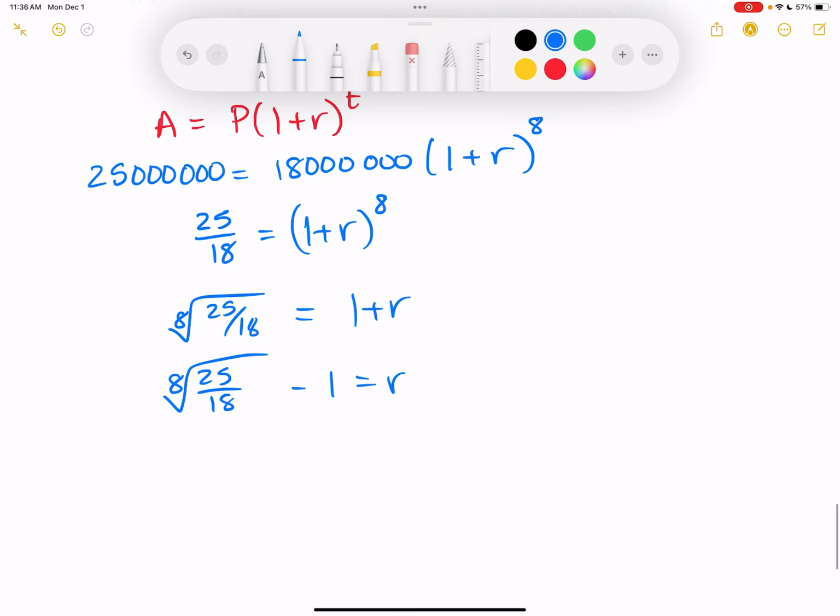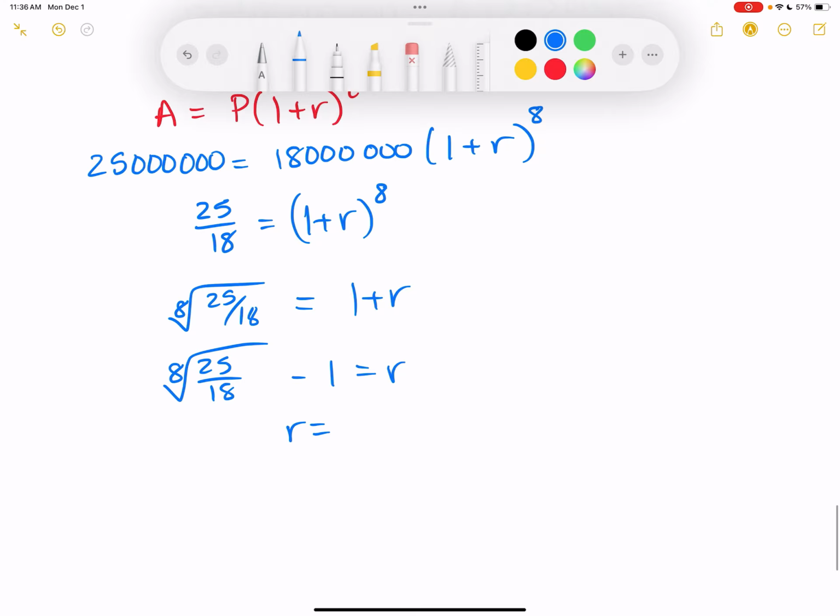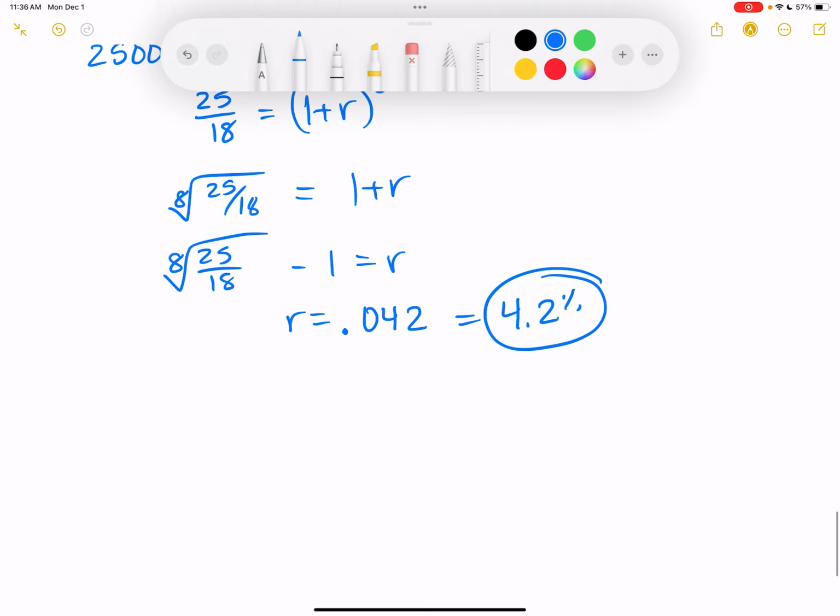So I get r equals 0.042, or we would say 4.2%, because r is a percent value. Oh, you forgot to subtract. Yeah, well, let's subtract it different. Did something here. Now we can. Questions on that one?